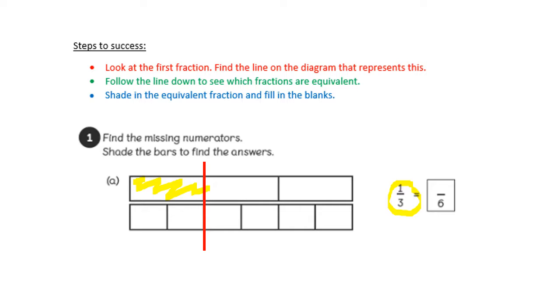So then we need to follow the line down to see which fractions are equivalent. So if we get a line that shows a third and we follow it down, how many sixths is that? So let's colour in the sixths. 1, 2 sixths. Okay, so 1/3 is equivalent to 2 sixths.